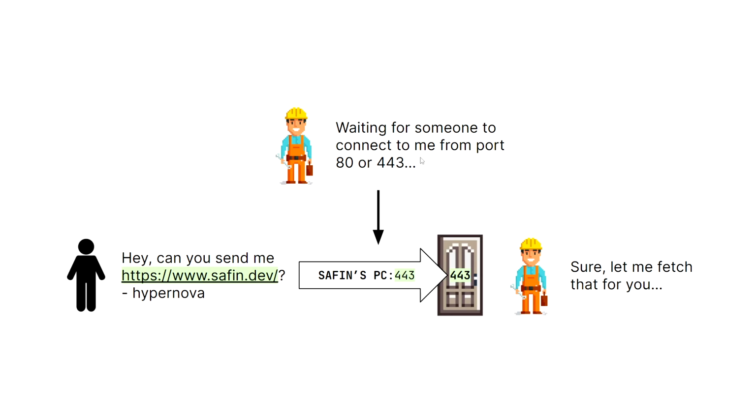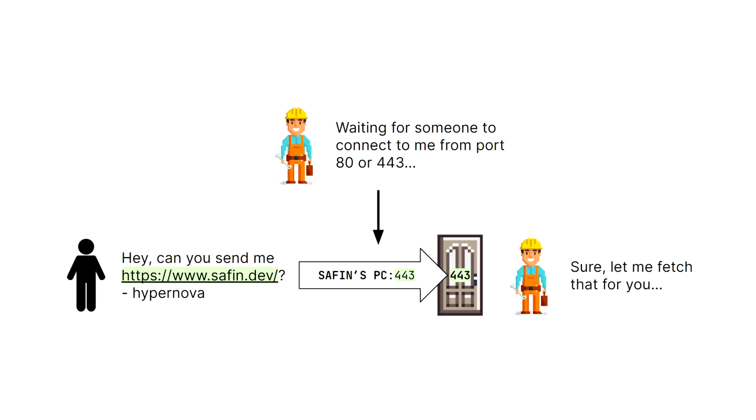Now, you may have heard that HTTP is associated with port 80 and HTTPS is associated with port 443, but for the purpose of this video, what HTTP and HTTPS are really does not matter. All that matters is that in this scenario, someone out there is asking to access port 443 on my PC so that they can speak to the executable binary and see the web page that they want to, which is safin.dev.